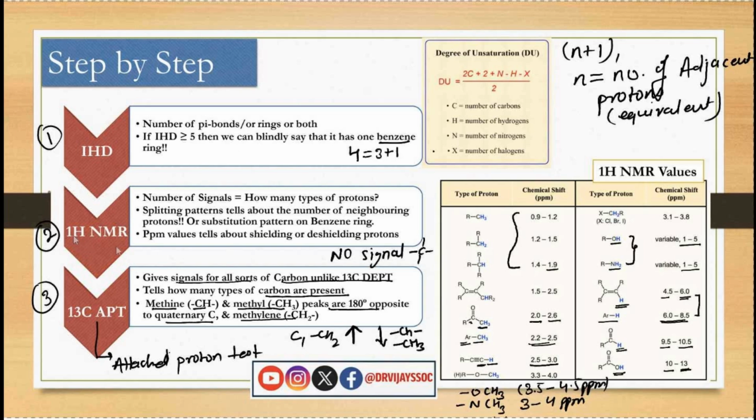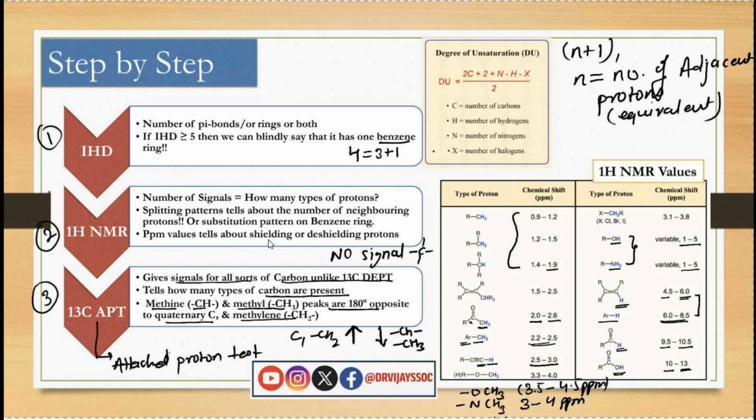Then we will see 1H NMR, and as we said, the number of signals is equal to how many types of protons there are. Splitting patterns will give us information about the number of neighboring protons or the substitution pattern on the benzene ring. Here is the splitting pattern formula, n plus 1, where n is the number of adjacent protons which are equivalent. For determining the substitution pattern on the benzene ring, we should also know the J coupling value. We will learn that when we have those kinds of problems.